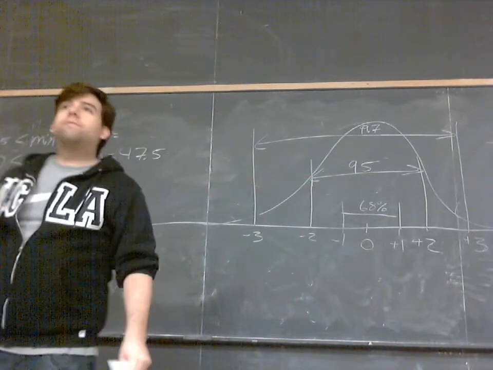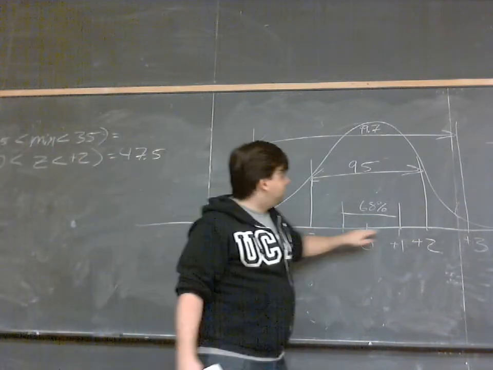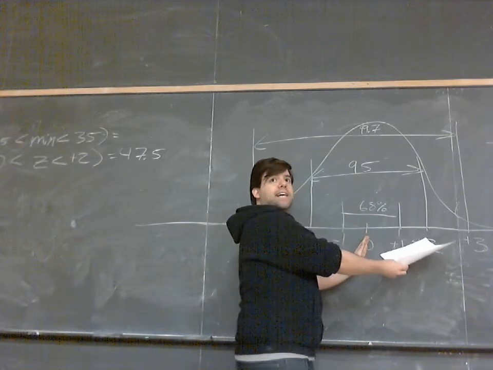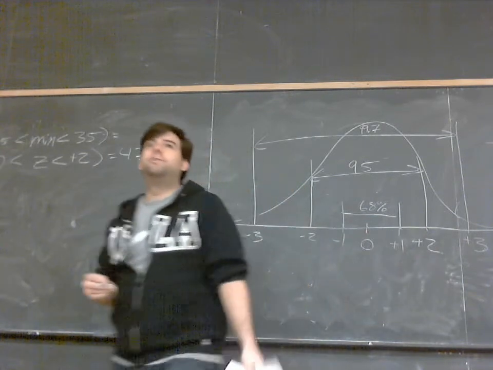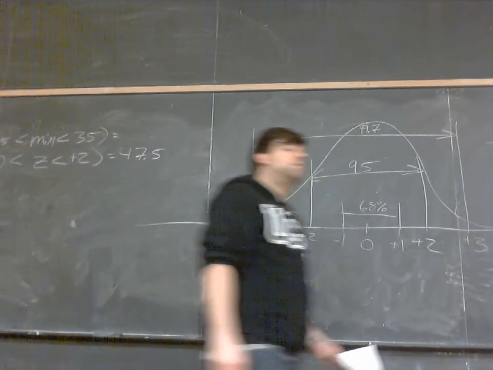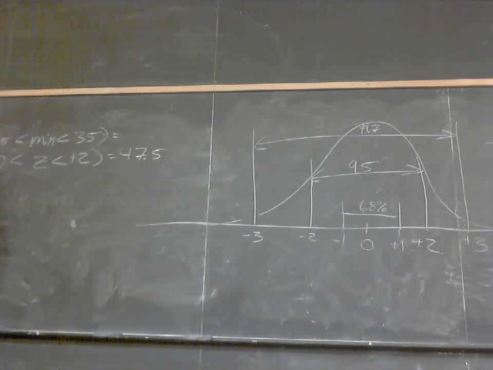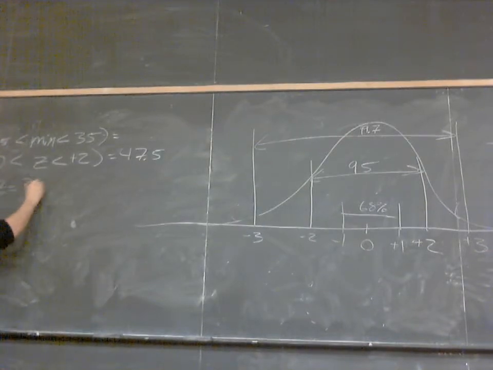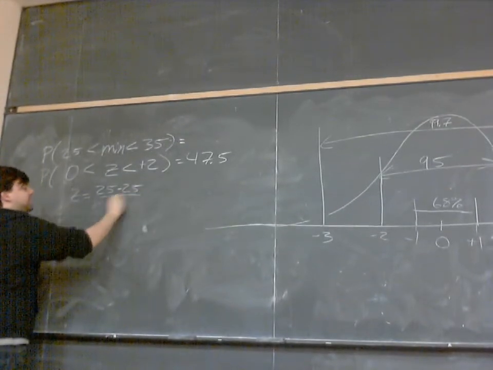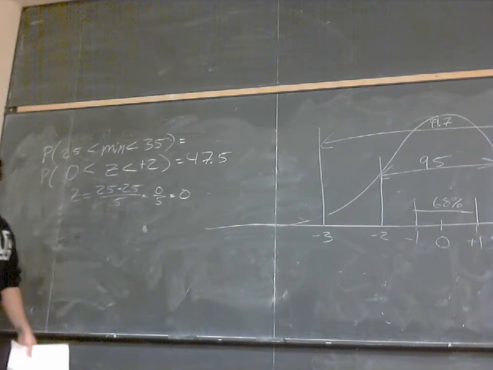Why is it 95 minus 68? No. It's from 0 to positive 2. From negative 2 to positive 2 is 95. 0 to positive 2 is half of that, so it's 95 divided by 2. 0 and positive 2 we got from where? 0 and positive 2 are our z-scores. So the z-score for 25, I'd have 25 minus the mean, which is 25, divided by the standard deviation, which is 5. 0 over 5 is 0.